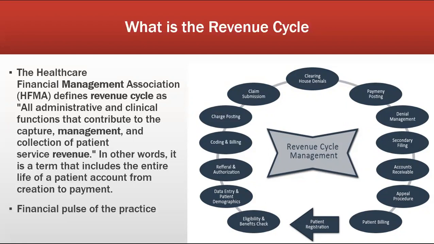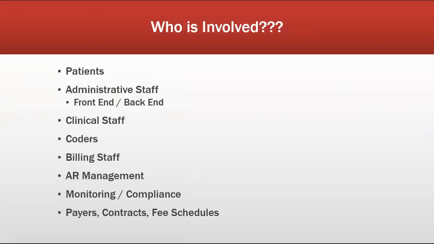So let's look at who's all involved here. The revenue cycle involves everybody. It involves patients. It involves your administrative staff, both on the front end and the back end. It involves your clinical staff. If you have coders on staff, it's going to involve your coders. Your billing staff. Now, your billing staff may include your AR management, but it may not. And who's following that AR management? We'll take a little deeper dive into that later.